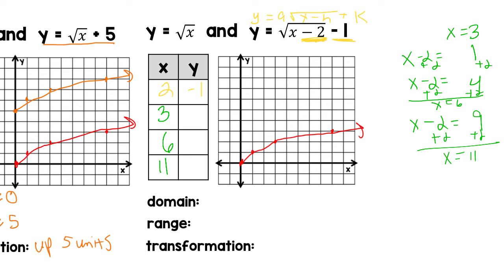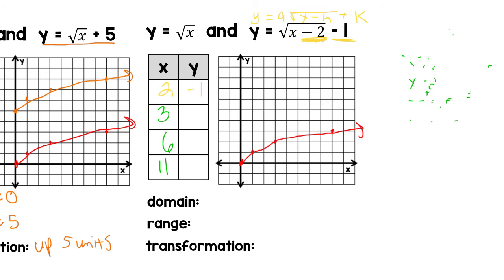Now to find the y values for these, we just plug these numbers into our equation and solve for y. So I'm going to erase this and make some more room. So bear with me. All right. So for the first one, we'll have y equals the square root of 3 minus 2, minus 1. Well, 3 minus 2 is 1. Square root of 1 is 1. 1 minus 1 is 0. So when x is 3, y is 0.